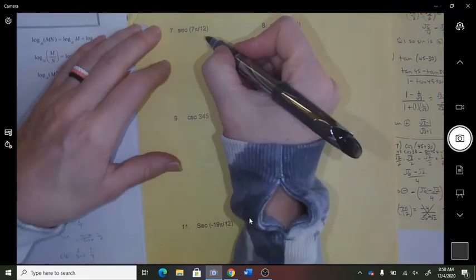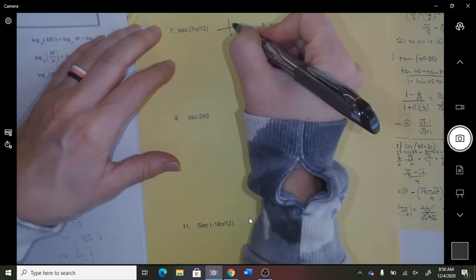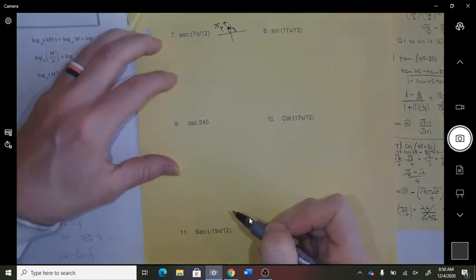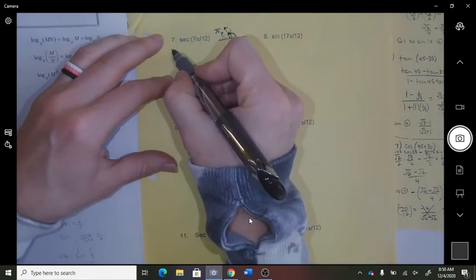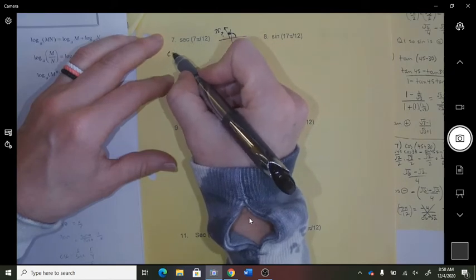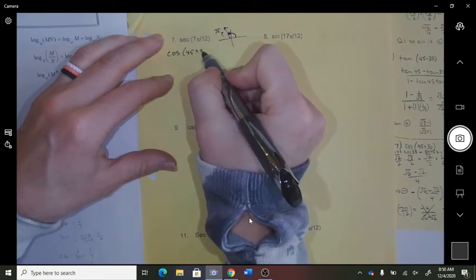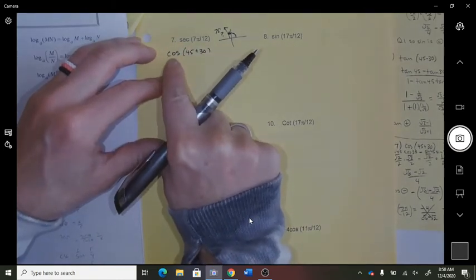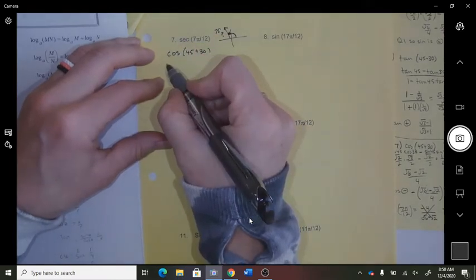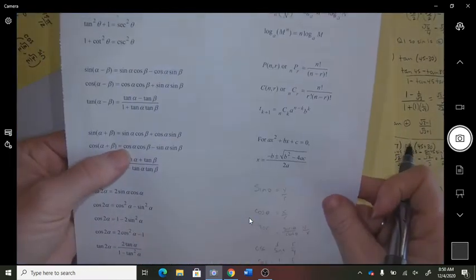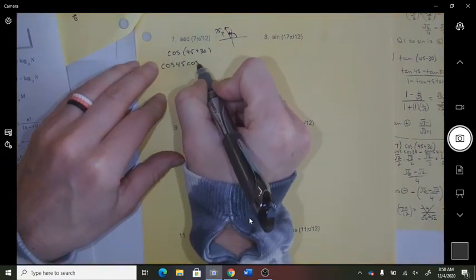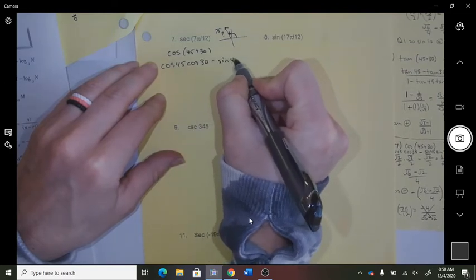Okay, question 7, secant. Okay, so where is this located? Right here. So my reference is a 75-degree angle. So I'm going to be adding. So I can't use secant, so I'm going to do cos. Okay, I'm picking 75 as a reference, and secant is the opposite of cos. Okay, so here we go, cos formula. Adding is right here. Cos, cos minus sine, sine.